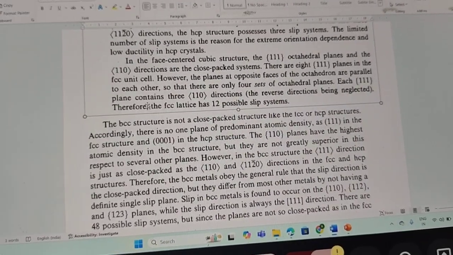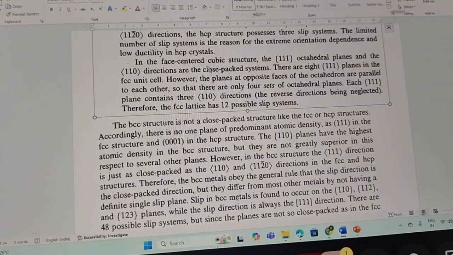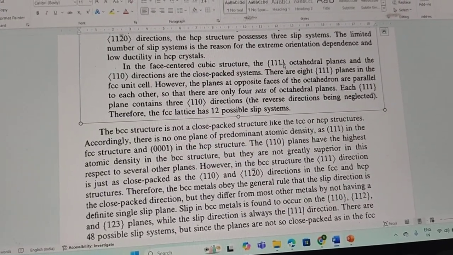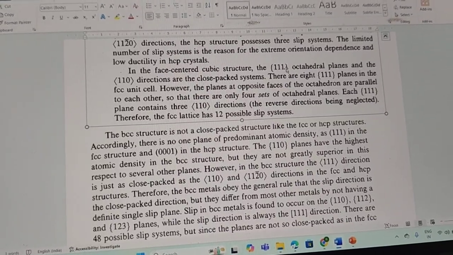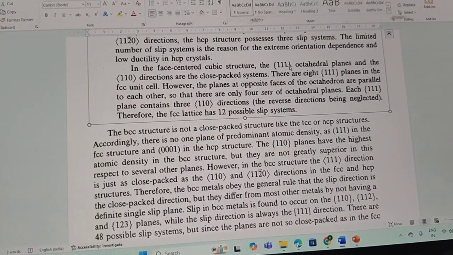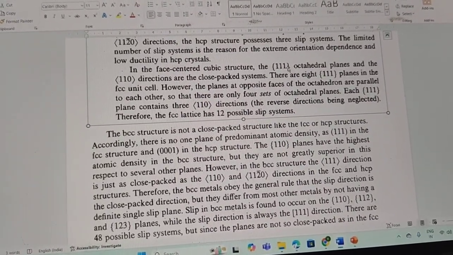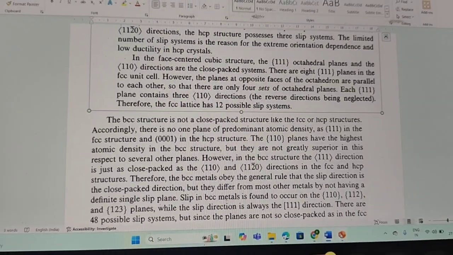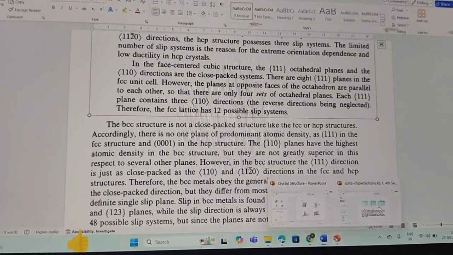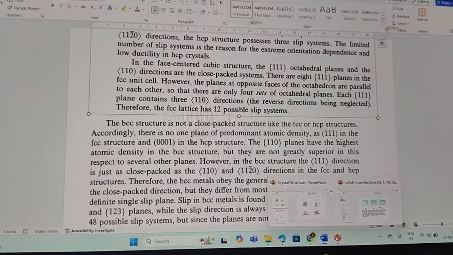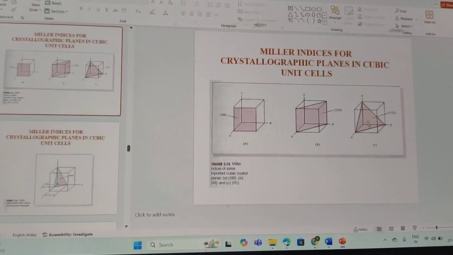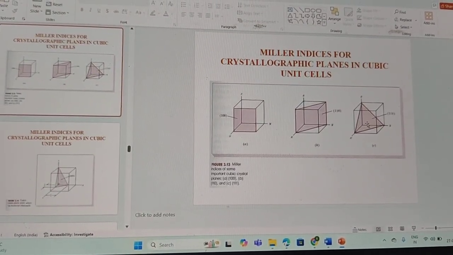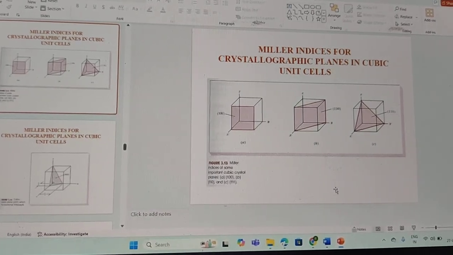In the next case, face-centered cubic lattice, you see the 111 octahedral plane. I have already shown you the 111 octahedral plane. Have I shown you? Have I not shown you? Yes? 111 octahedral plane. I have shown you now? Yes, sir. This is 111 octahedral plane. Yes, sir, already, sir. Yeah.